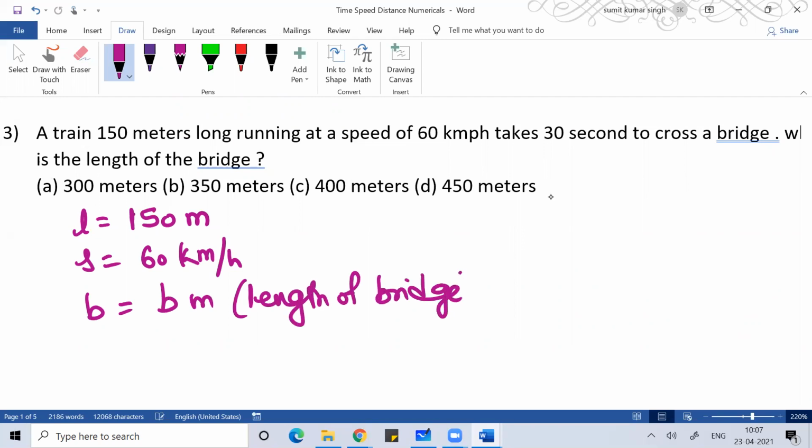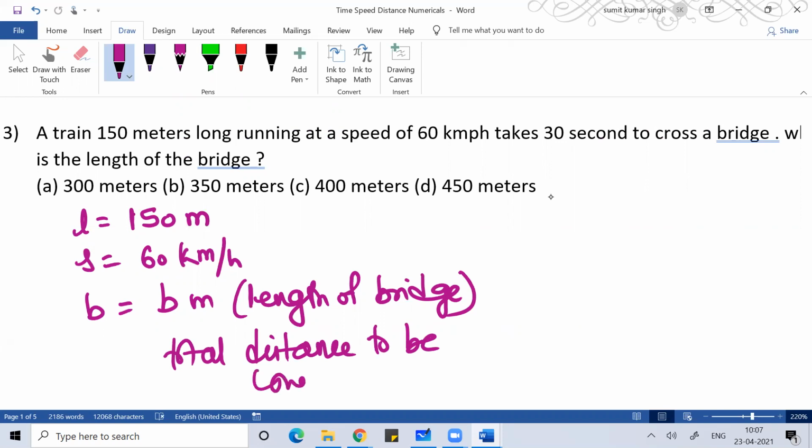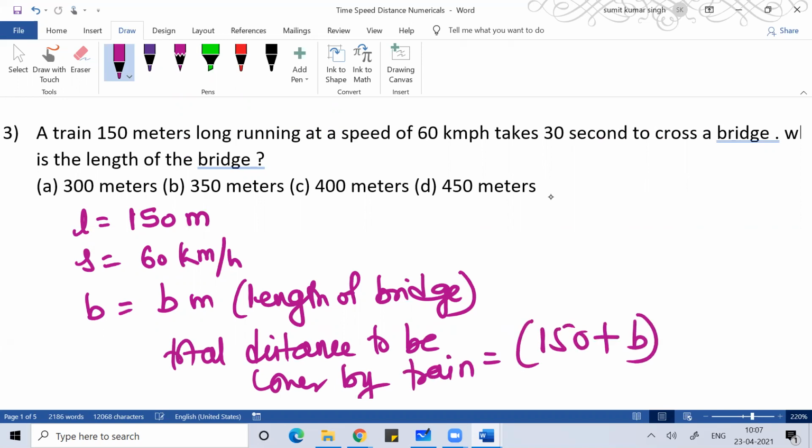So a train is there which is 150 meter long. It is running at 60 kilometer per hour and it's crossing a bridge of length b meter. So what is the total distance to be covered by the train? The train has to cover its own length plus the length of the bridge. I hope you are understanding this.